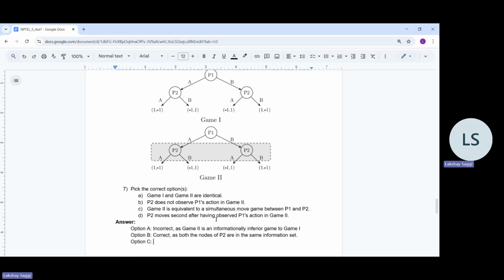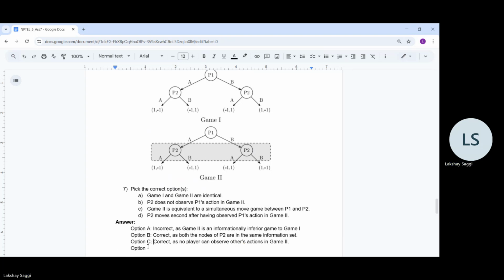Now let's move to option C. Option C says game two is equivalent to a simultaneous move game between P1 and P2. This is something I already said, that since no player knows what the other player has played, this can be thought of as a simultaneous game only. So this is correct, and I don't want to get into discussion. Or maybe just write that: no player can observe others' actions in game two.